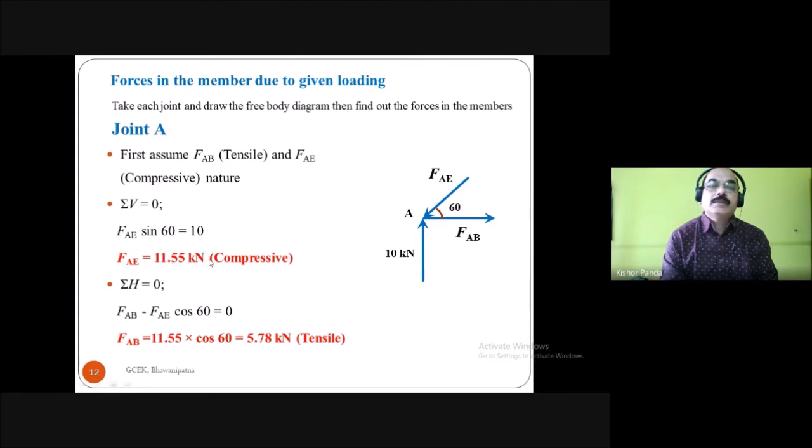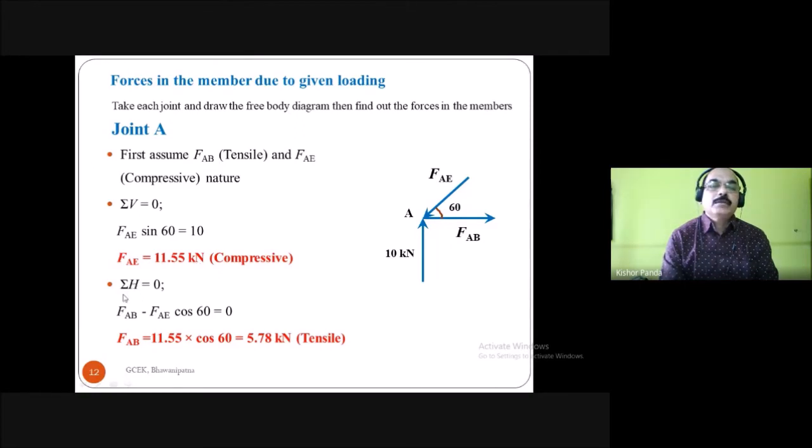The assumed direction of the force is OK, because here you have assumed the direction of the force is compressive, and here you got the positive value. So this is OK. So the FAE is equal to 11.55 kilonewton. Nature of the force is compressive.